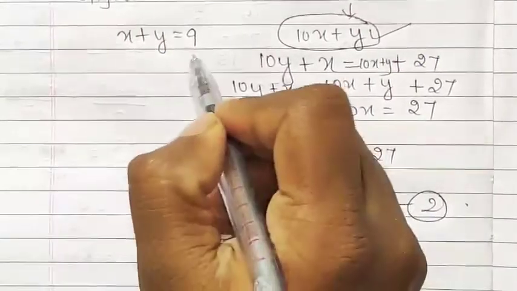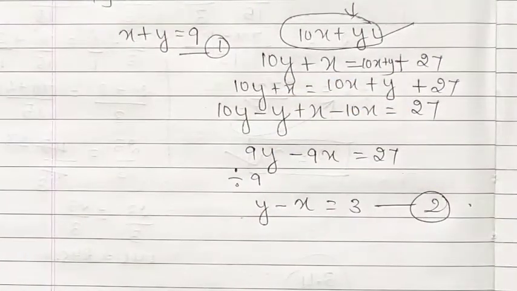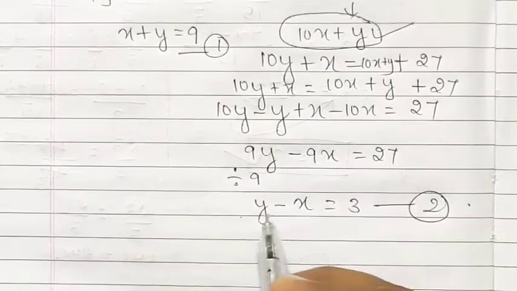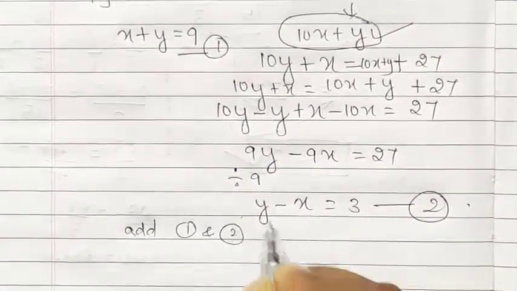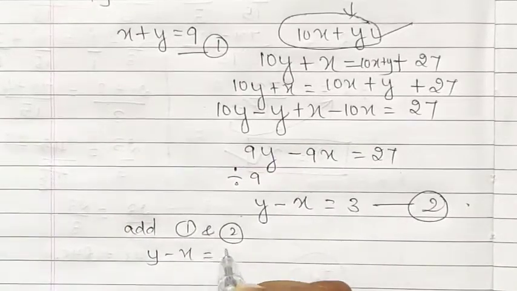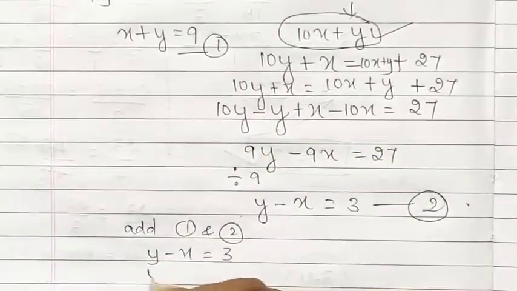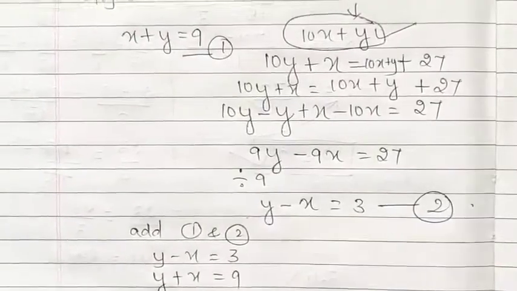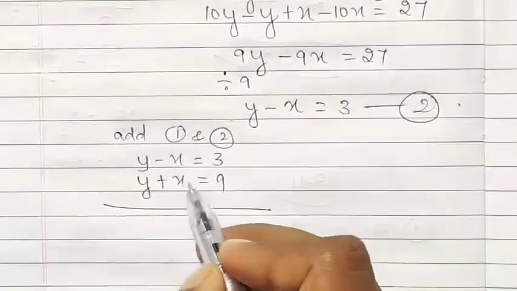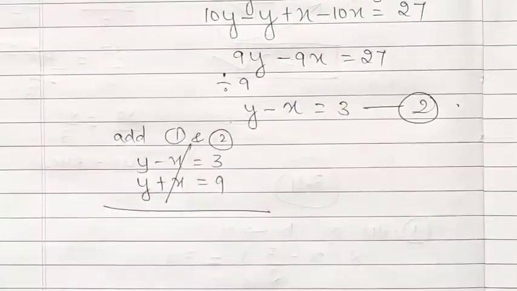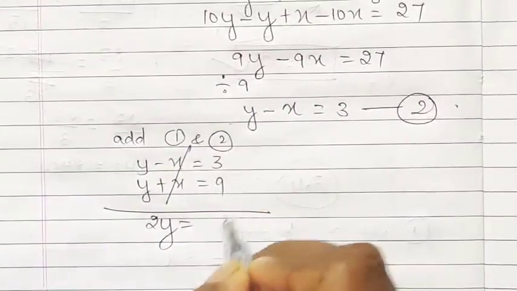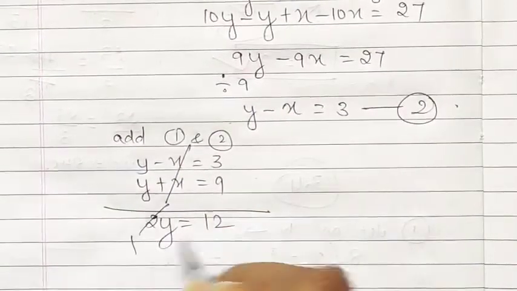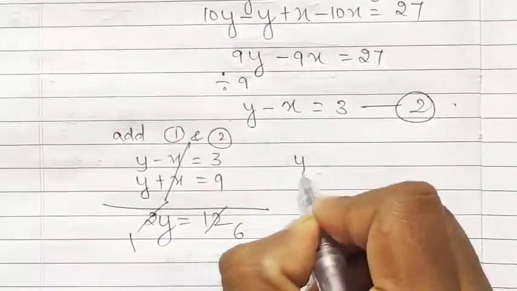You can observe this is the first equation. Here I got the second equation. Next I will add these two equations. Add equation number 1 and 2. This is y minus x is equal to 3. It is y plus x is equal to 9. By adding, plus x minus x get cancelled. Y plus y is 2y. 2y is equal to 9 plus 3, which is 12. 2 sixes are 12. The y answer I got is 6.